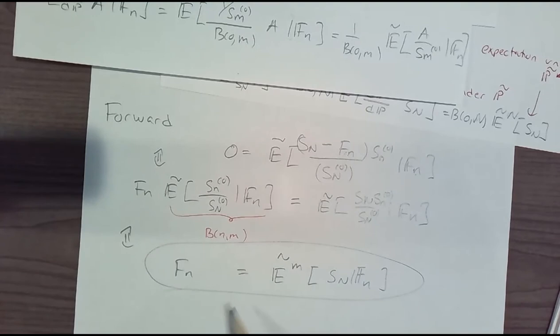Forward prices are simply given as expectations under the forward measures of that random variable that you've written on.